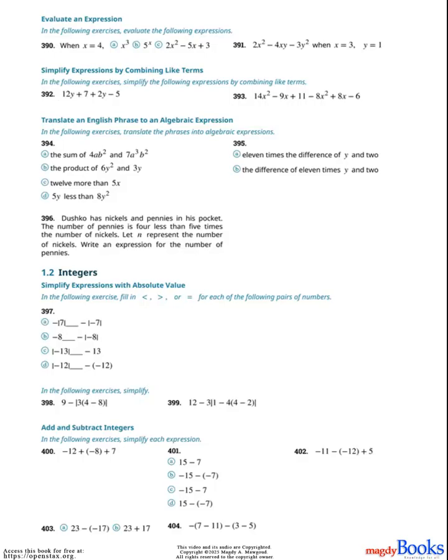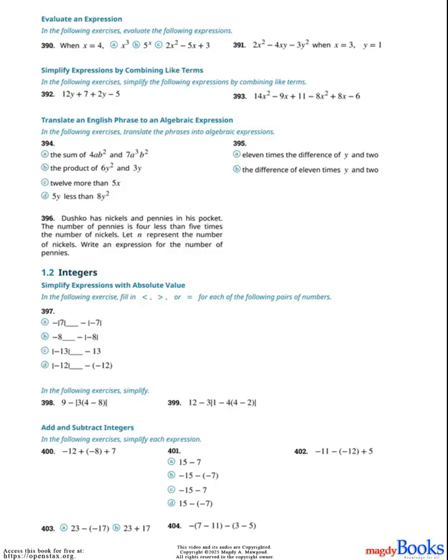1.2.2. Add and subtract integers. In the following exercises, simplify each expression. 400. Negative 12 plus (negative 8) plus 7. 401. A. 15 minus 7. B. Negative 15 minus (negative 7). C. Negative 15 minus 7. D. 15 minus (negative 7).